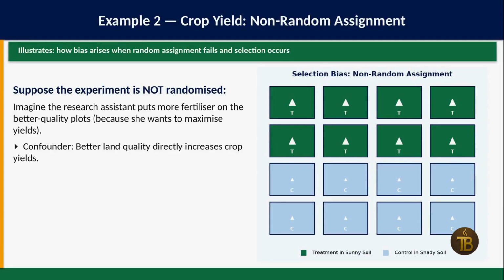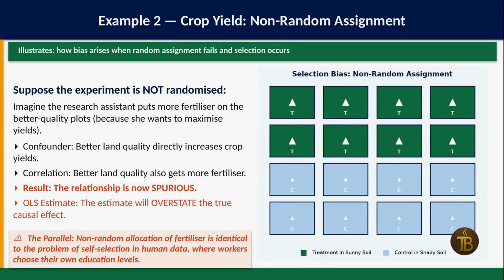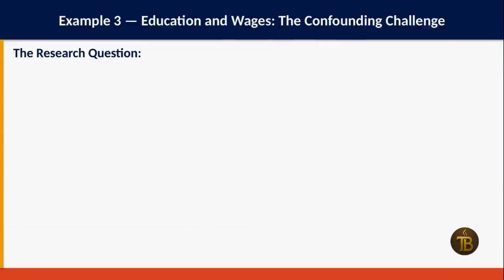It directly increases crop yields on its own. And now, better land quality is also correlated with getting more fertilizer, which means the relationship between fertilizer and yield is now spurious. If you ran an OLS regression on this data, your estimate of fertilizer's effect would overstate the true causal effect. And here's the key parallel. This non-random allocation of fertilizer is exactly the same problem as self-selection in human data, like workers choosing their own level of education. Let's now look at education and wages directly, where this exact same selection problem shows up.